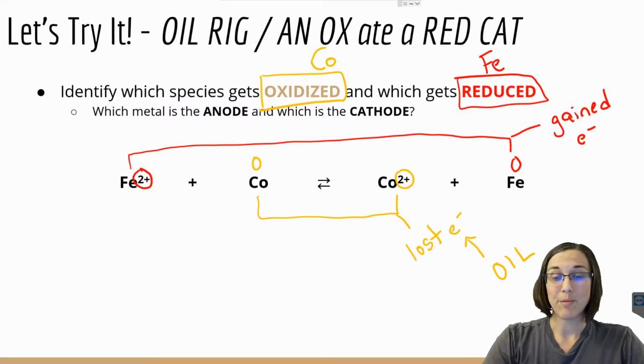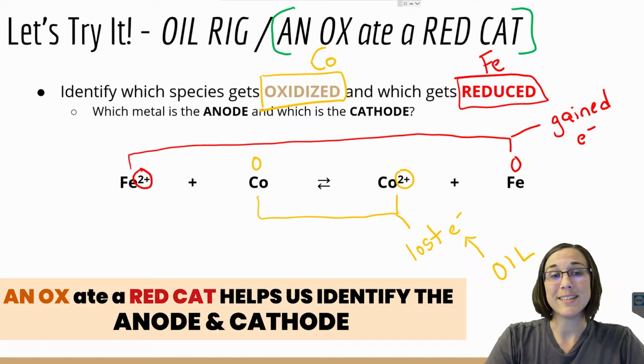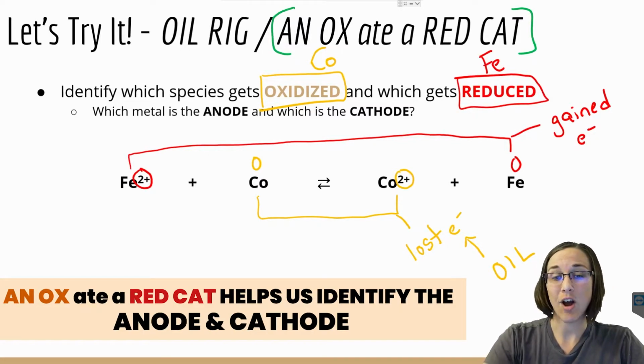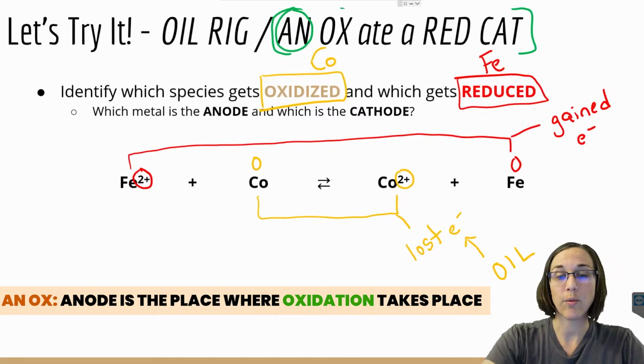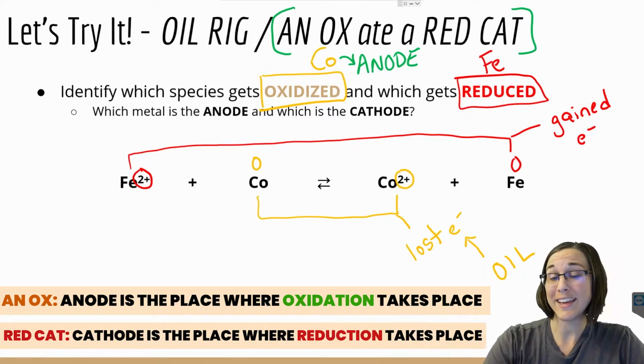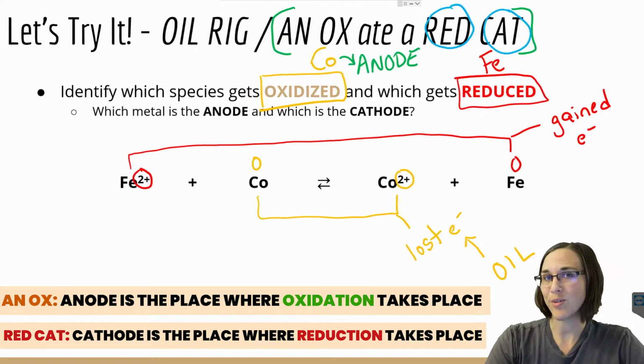The next mnemonic that we need to apply is AN OX and RED CAT in order to decide which one is the anode and which one is the cathode in this scenario. We know that AN OX means that the anode is the one where oxidation takes place. So we already said that cobalt is the one that gets oxidized, therefore it must be the anode. And if AN OX ate a RED CAT, we know that where reduction takes place, that is the cathode. We already said that iron is the one getting reduced, therefore it must be the cathode.